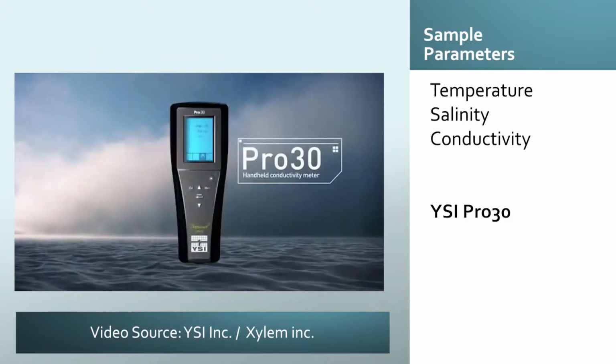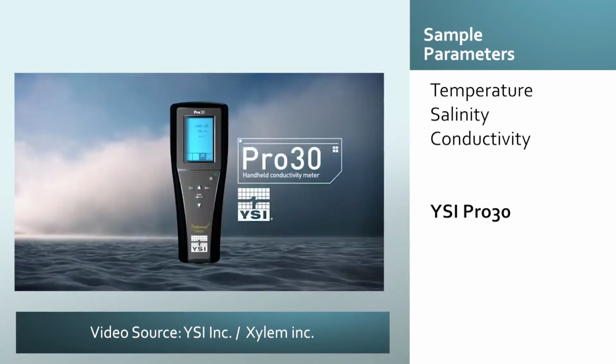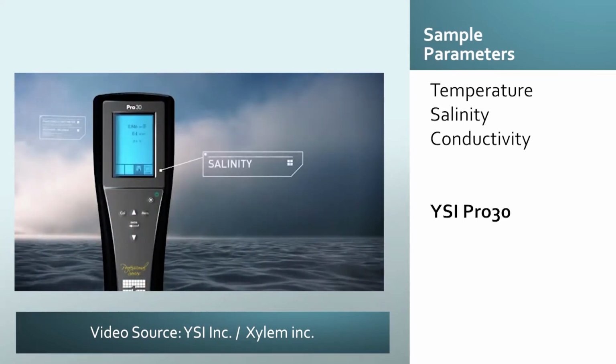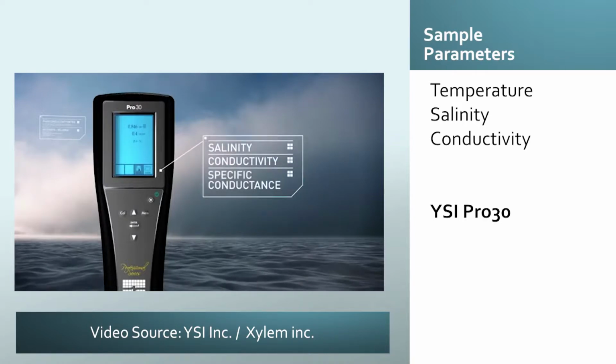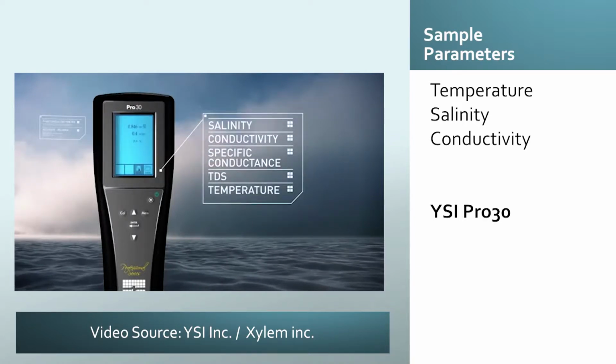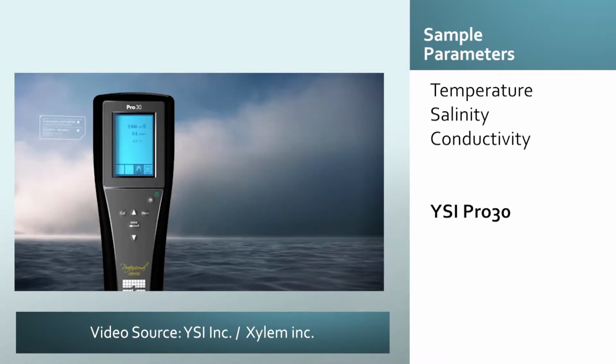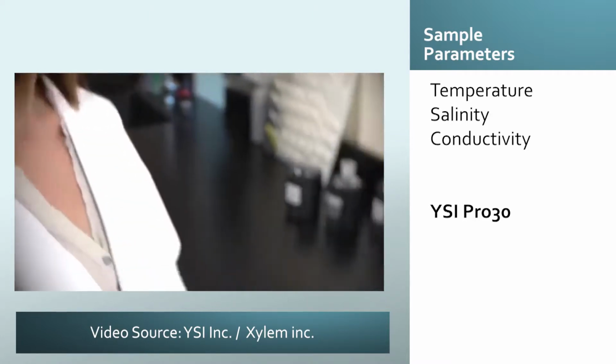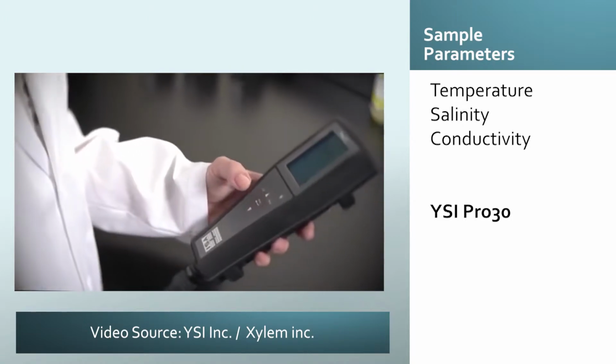The following short video shows the YSI Pro 30 conductivity meter and its features. Here's the Pro 30 handheld conductivity meter from YSI. It measures salinity, conductivity, specific conductance, TDS, and temperature easily and accurately. So, why is the YSI Pro 30 the ideal solution for your conductivity applications?